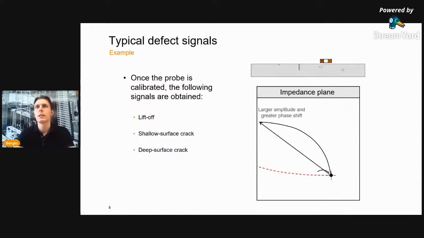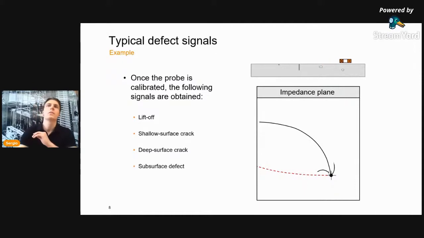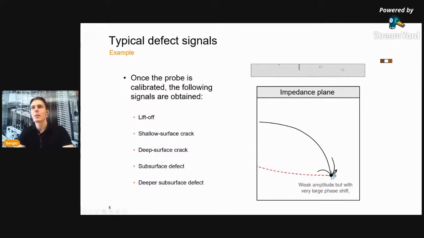It could look like this. Then, large amplitude, greater phase shift towards the liftoff. And then that's the third indication that is a little bit subsurface, but still closer to the surface. But you see it will open up a bit and also be a bit smaller because it's not surface breaking. And then the last indication has an even greater phase shift, but it's quite small now because it's deep inside the material.